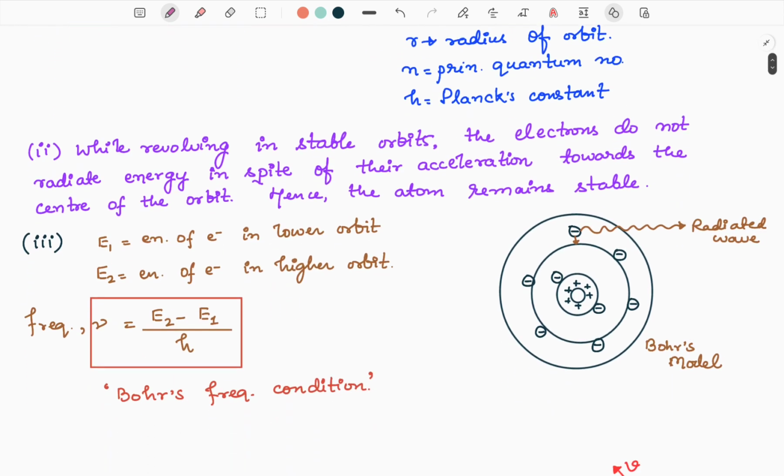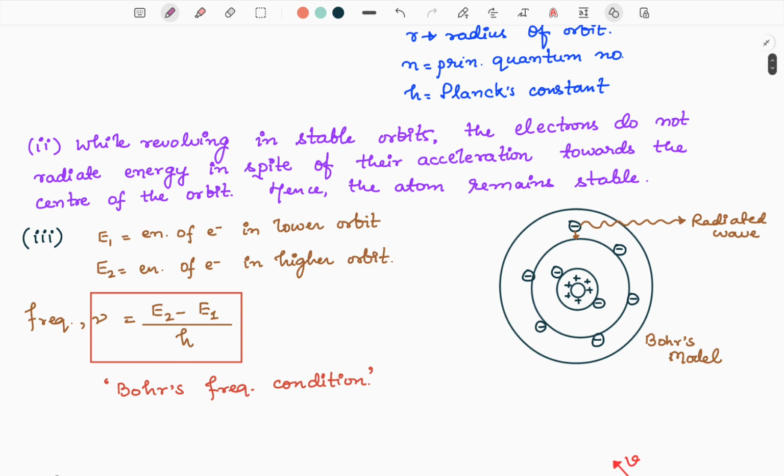The third postulate of Bohr's model is Bohr's frequency condition, which basically explains that if an electron in a lower orbit jumps to a higher orbit, then it must have gained some energy in doing that. So let us say in the higher orbit it has energy E2, and in the lower orbit it has energy E1.